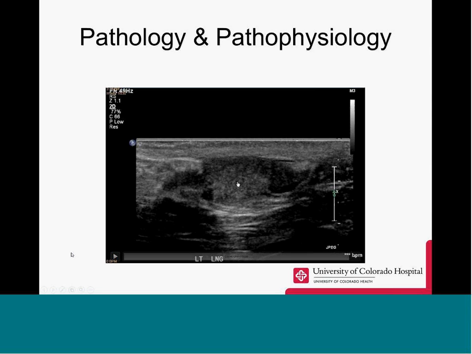This is supposed to be a cine. This gentleman did have an intertesticular as well as extratesticular varicocele.